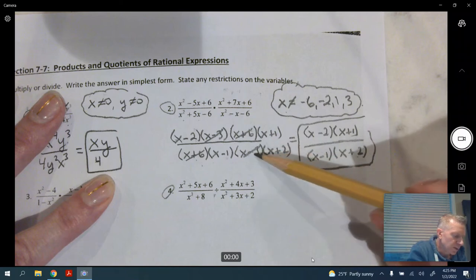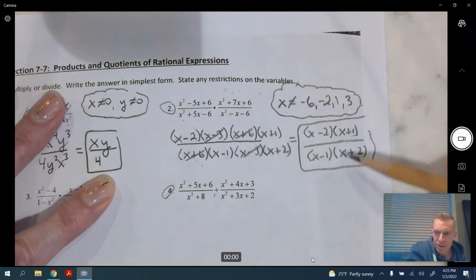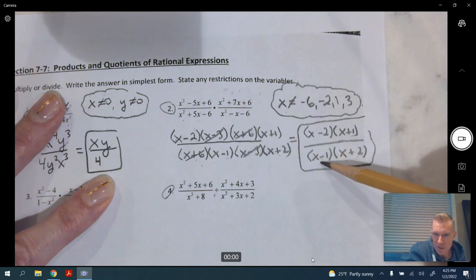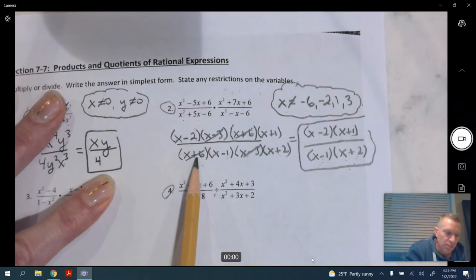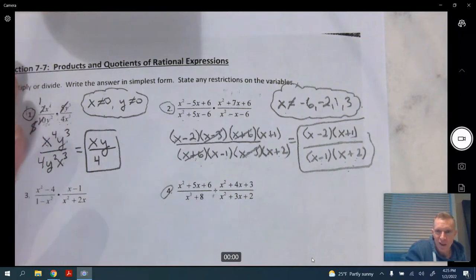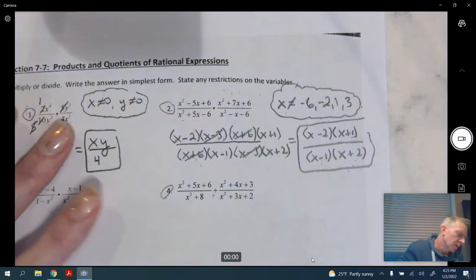If you waited till you're done to figure out your restrictions, it would look like the only restrictions we had were positive 1 and negative 2. But that would be incorrect because you'd be missing the restrictions of when x is positive 3 and when x is negative 6. Because when they cancel, you kind of forget that information. Okay? Let's go down to the next one.